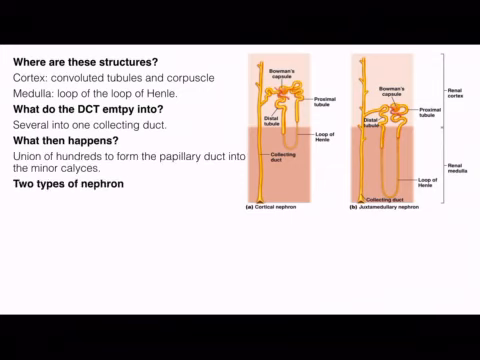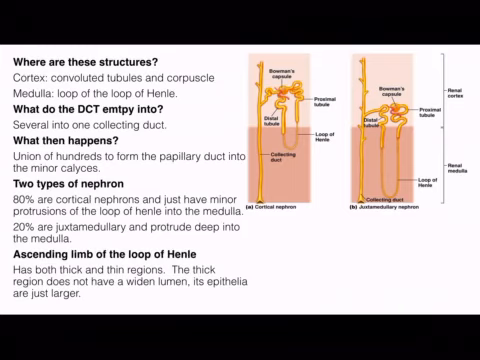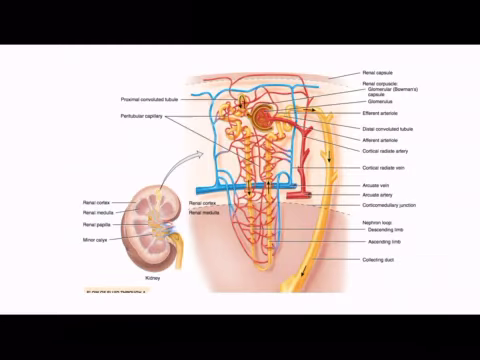So union of hundreds form a papillary duct. So loads of nephrons form a collecting duct. Loads of collecting ducts form the papillary ducts, which enter into the minor calyces, which enter into major calyces, renal sinus, ureter. Two types of nephron, we've been over those. Ascending limb of the loop of Henle has both thick and thin regions. The thick region has a narrower lumen because it has simple columnar as opposed to simple squamous.